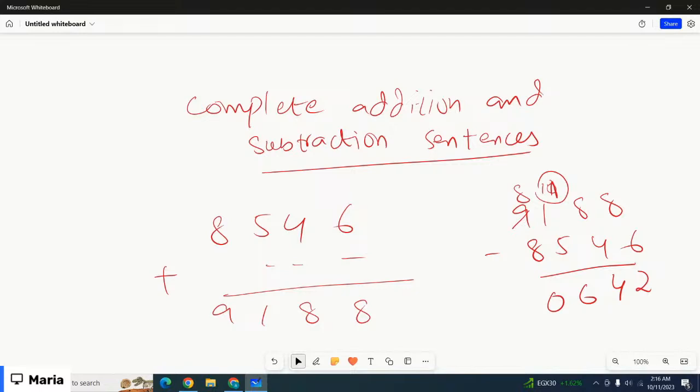That means the missing number is 642. You can even check. 6 plus 2 is 8, 4 plus 4 is 8, 5 plus 6 is 11, 1 and 1 carry, and 8 and 1 is 9. Got it? That means the missing number is 642. Very good.